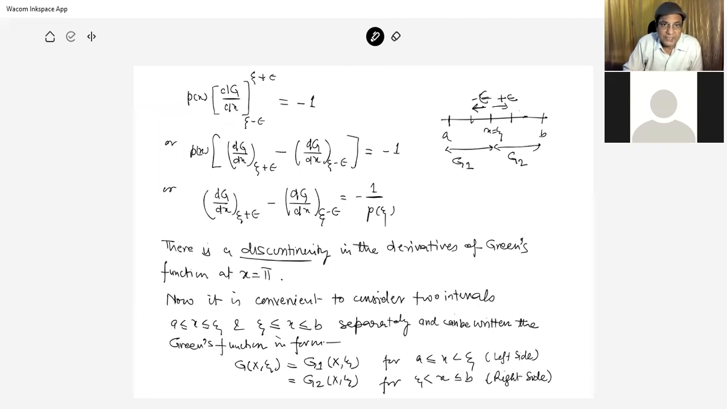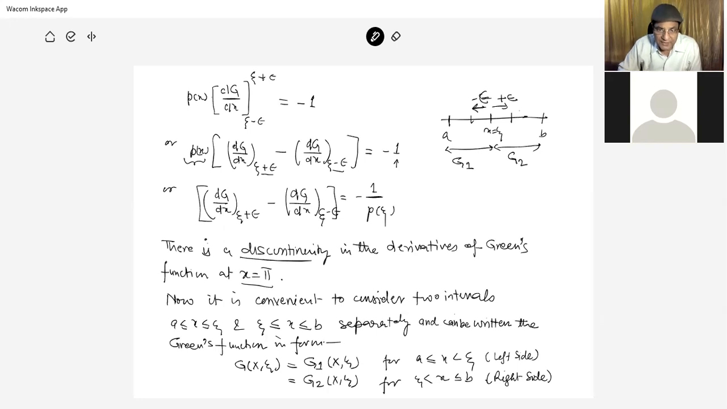After substituting the limits, that is, upper limit xi plus epsilon and lower limit xi minus epsilon in this integrand, we find that this is equal to -1, as from the given equation above. And this p(x) is divided after transferring from left to right. Then we find these are the left-hand side, and here it is the right-hand side. The right-hand side is -1 upon p(xi). There is a discontinuity in the derivative of the Green's function at x equal to xi.